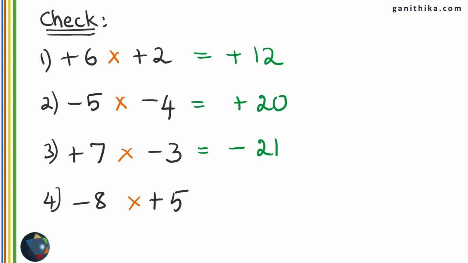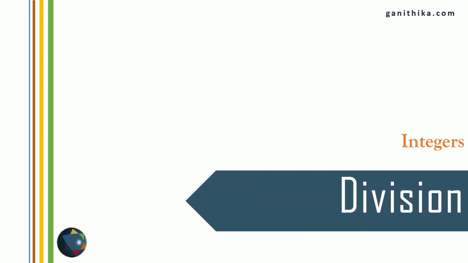7 times 3 is 21. 8 times 5 is 40. Opposite signs, therefore negative answer 40. And it's very simple for multiplication, right? So let's proceed for division.